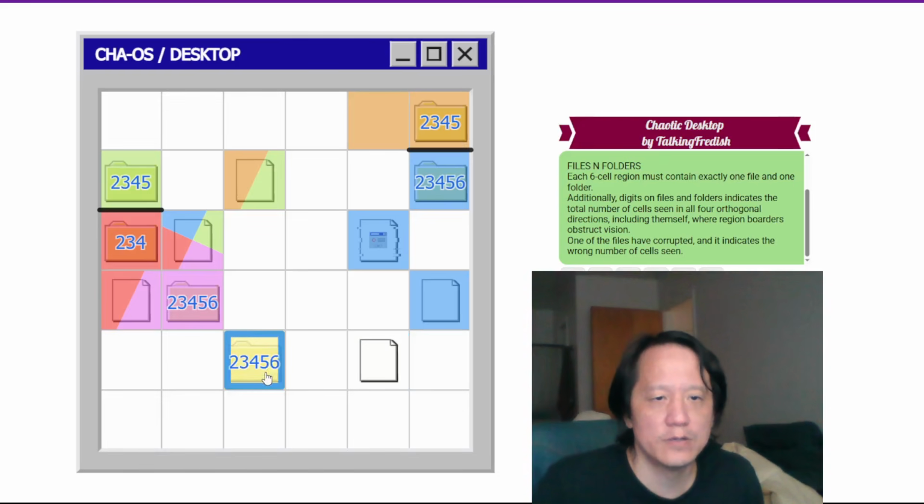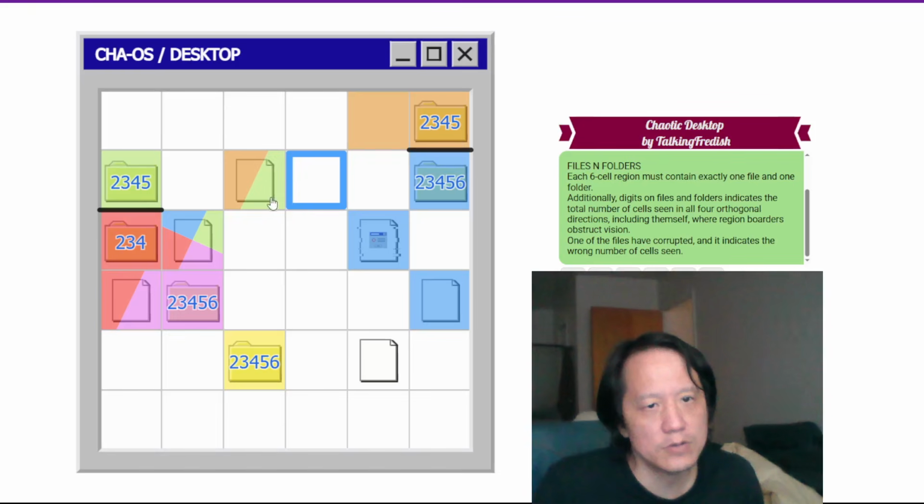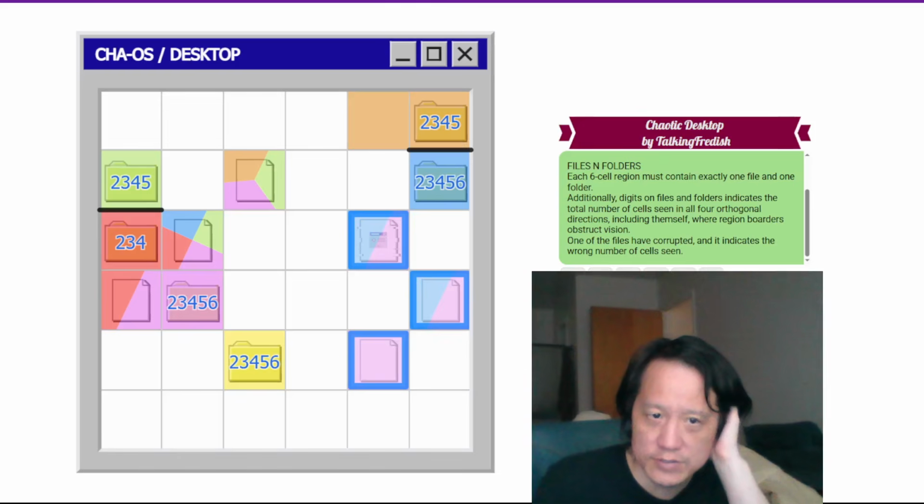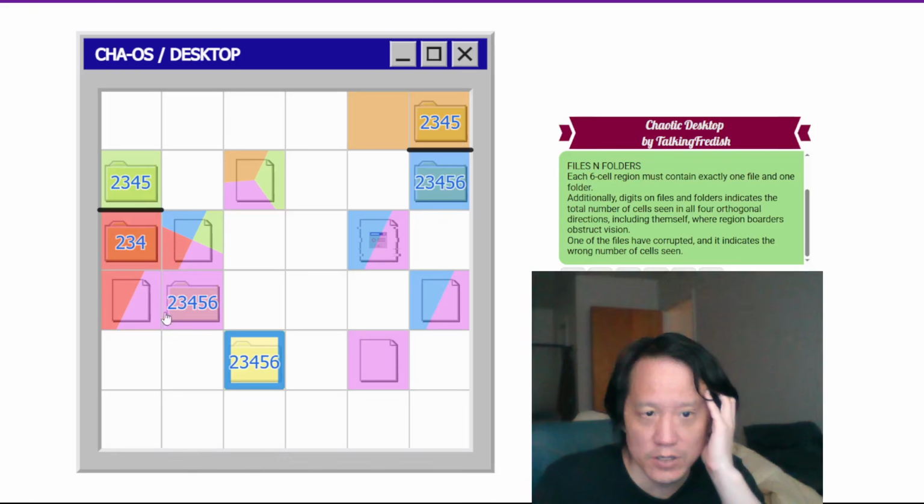Yellow. Pink can get here, here. I don't think it could go here. So it could reach there. Pink can get to any of these cells. Red can only go to one of those 2. Yellow.